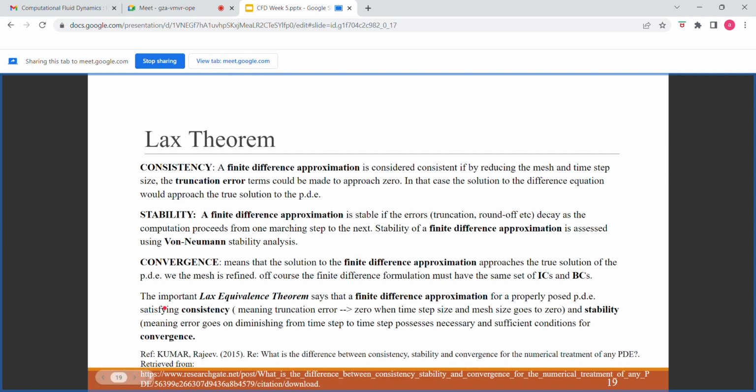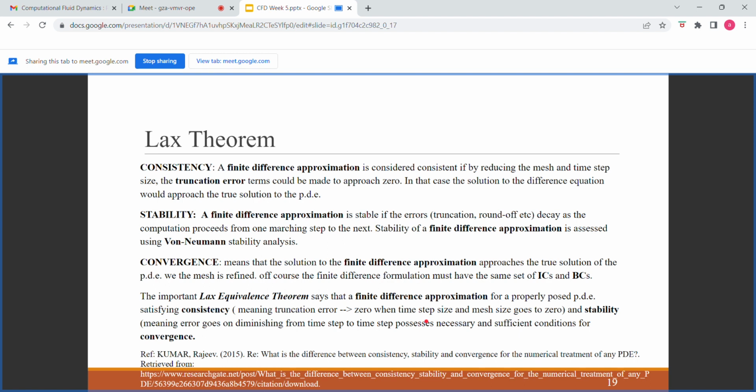So what is the importance of the Lax theorem? The Lax equivalence theorem states that a finite difference approximation for a properly posed partial differential equation satisfying consistency, that is, the truncation error approaches zero when the time step is reduced and the mesh size goes to zero, and stability, where the error goes on diminishing from time step to time step, possesses necessary and sufficient conditions for convergence.